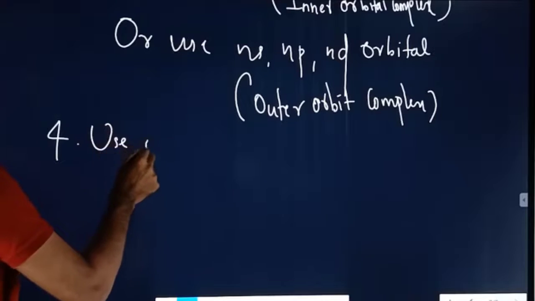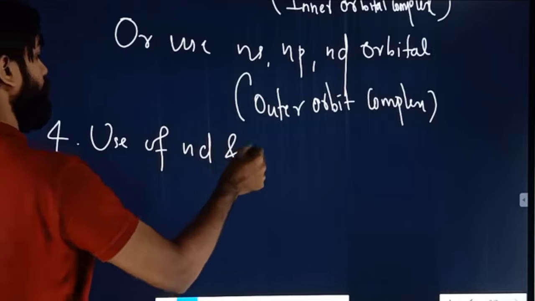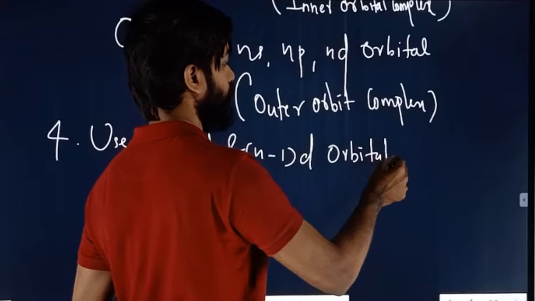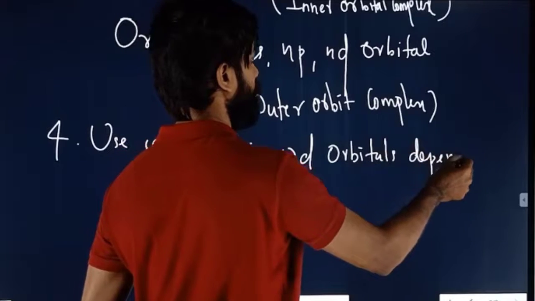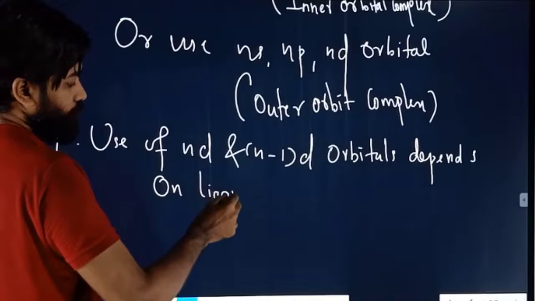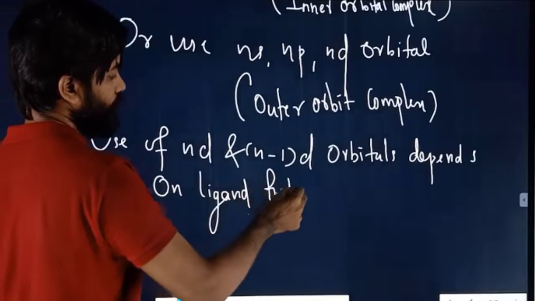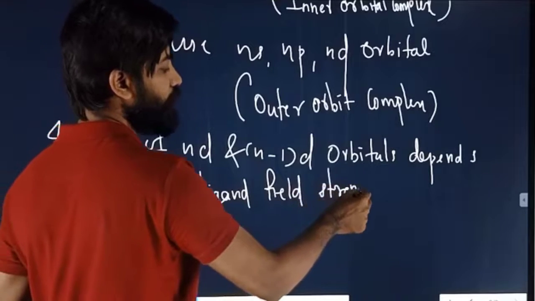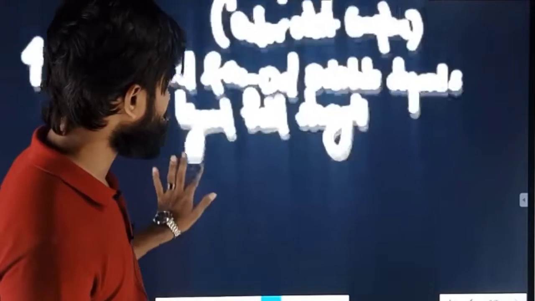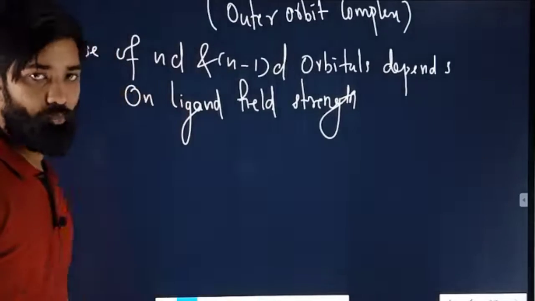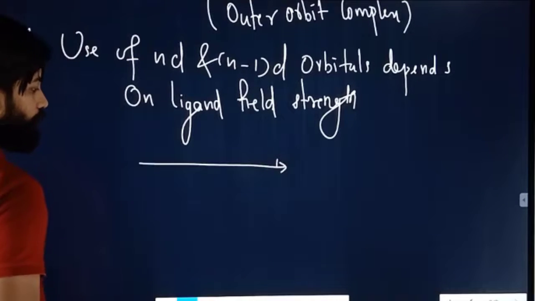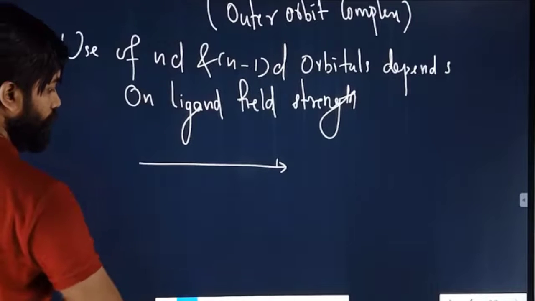The use of nd and (n-1)d orbitals depends on the ligand field strength. The ligand field strength is actually obtained from the spectrochemical series, which is discussed in coordination compounds. Simply, what does ligand strength mean? The ligand strength is like this.